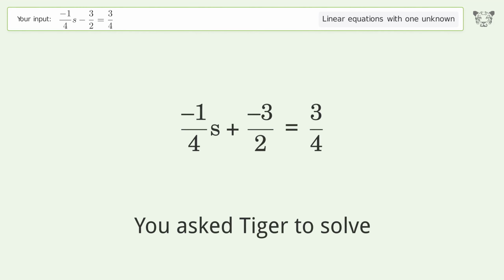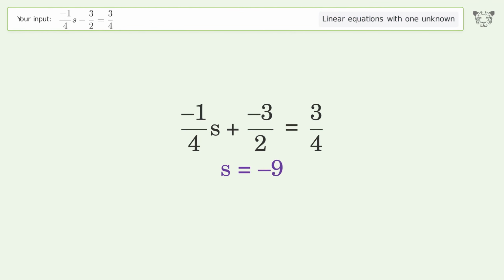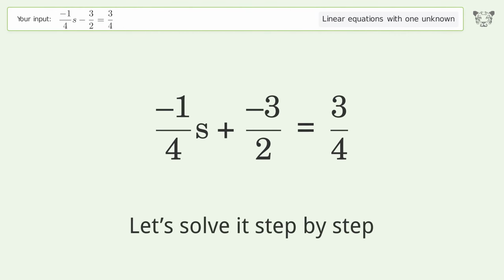You ask Tiger to solve. This deals with linear equations with one unknown. The final result is s equals -9. Let's solve it step by step.